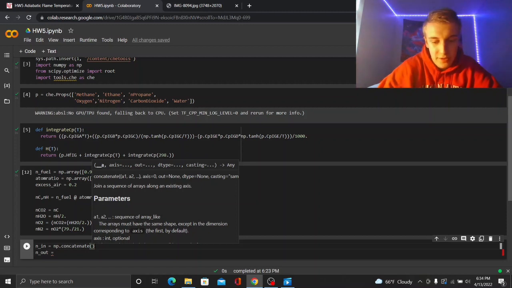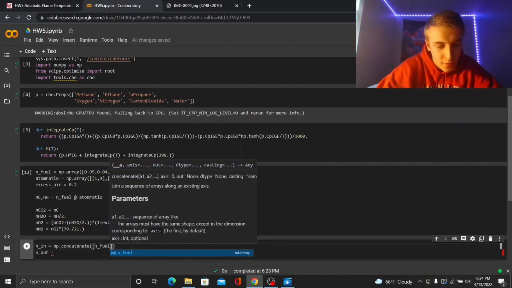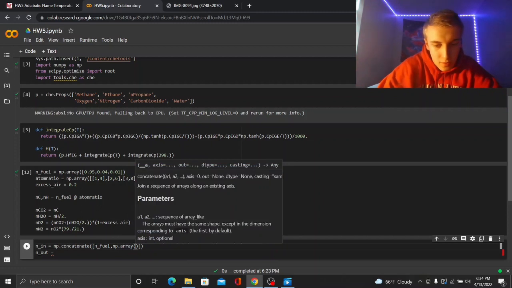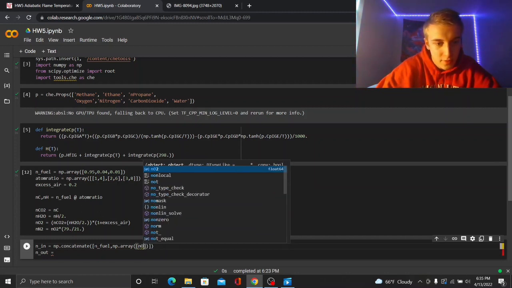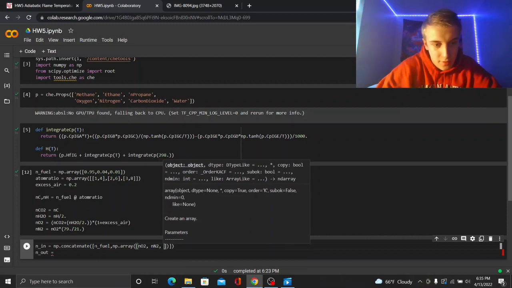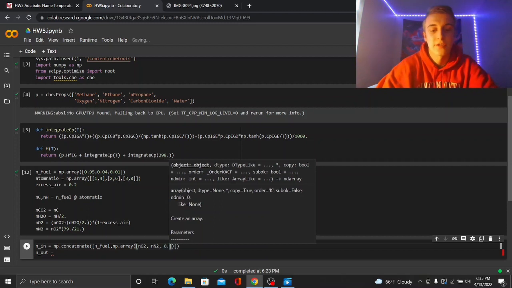and so we will be combining our N fuel with another array of our moles of O2, our moles of N2, and then it would be our moles of CO2 and H2O, but since this is what is going in, we don't have any of that going in, so it's just going to be zeros.